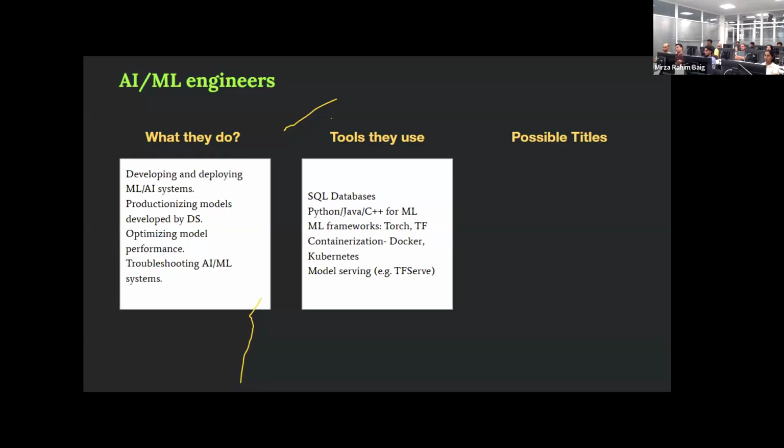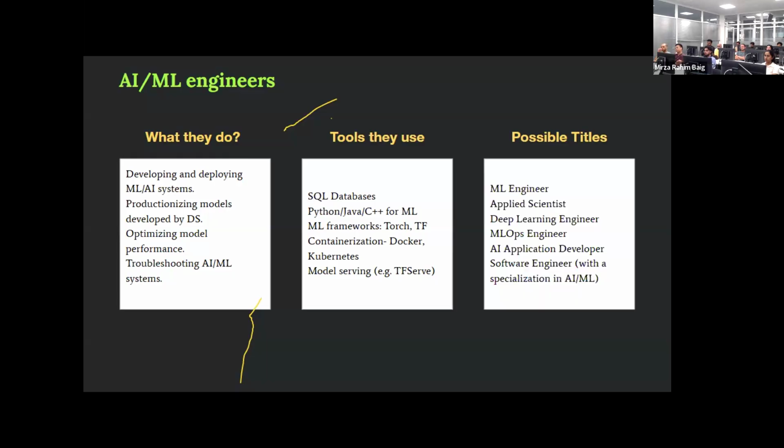Okay? And they also have these titles. In some cases, there's overlap, as you can see. So ML ops engineer, applied scientist, deep learning engineer, ML engineer, and so on. Again, if I have to summarize this, these are the folks who are more focused on taking the models to production.